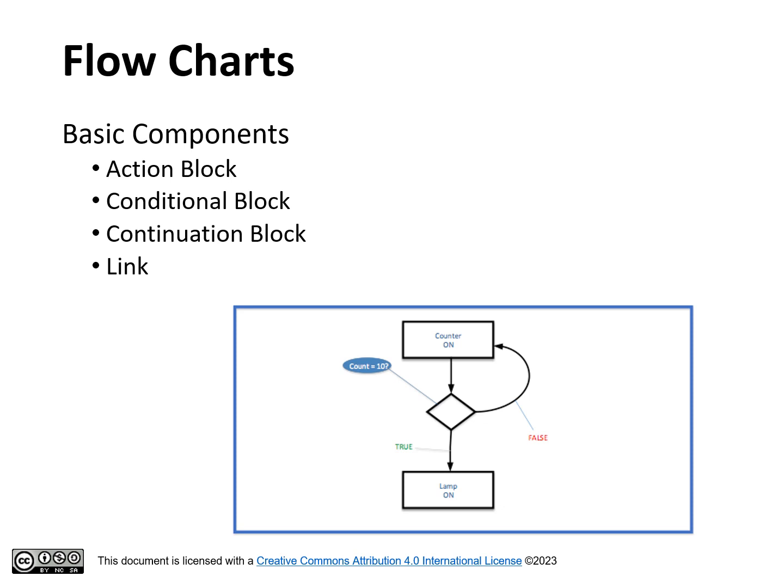Continuation block, an oval that facilitates the movement to any action or conditional block. It contains the name of the destination block. Another of its purposes is to prevent too many links crisscrossing the chart. A link, a line indicating the logic flow sequence from one block to another.